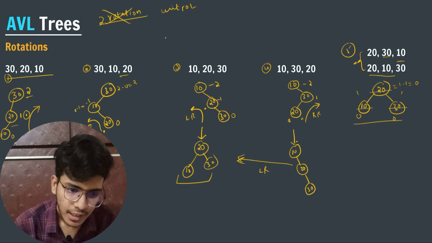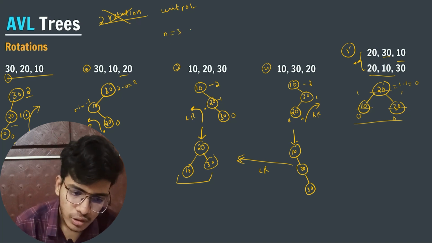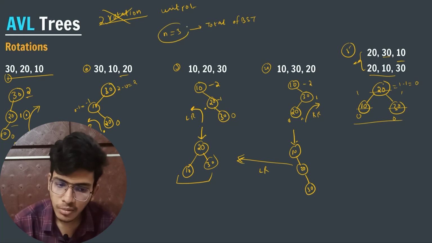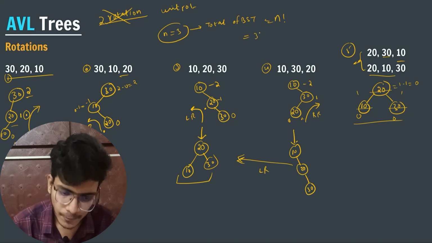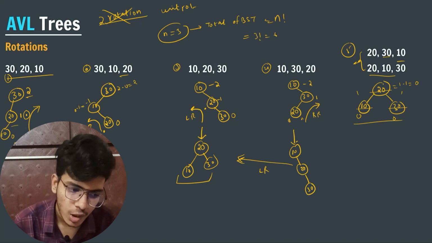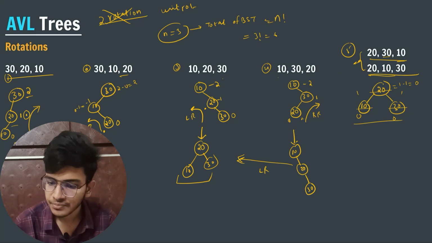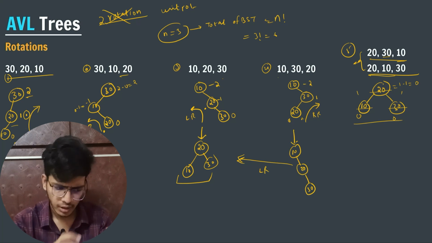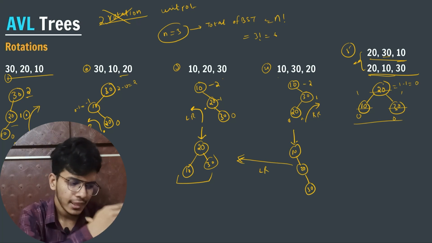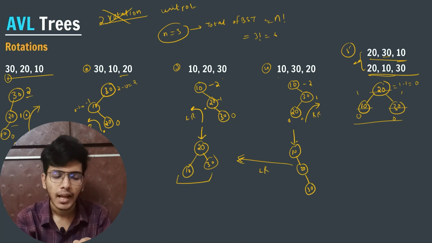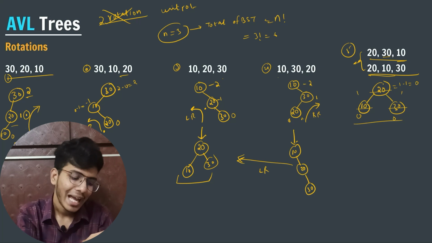And one more thing: if I have n equals 3, then the total number of BSTs that can be formed from n nodes is n factorial. Here you can see that 3 factorial is 6, and we got 6 different diagrams: 1, 2, 3, 4, 5, 6. So if the total number of nodes is n, then the total number of BSTs formed is n factorial. This is a general formula.